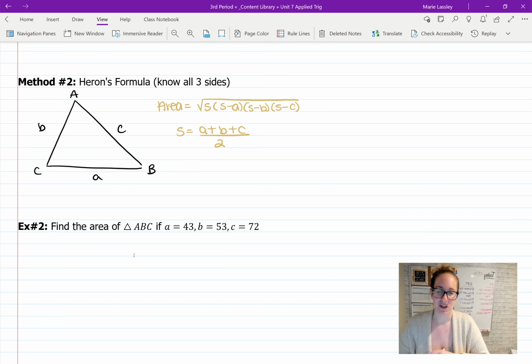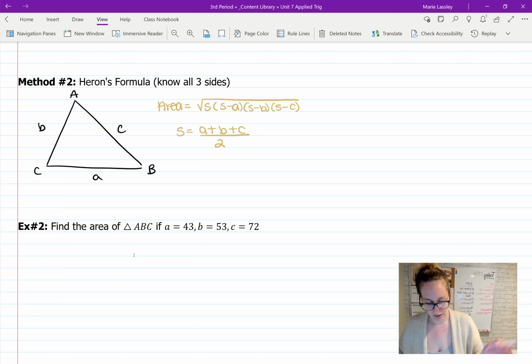It's kind of funky because you have to do two pieces: you have to find S and you have to plug it in. But it is faster than, say, with a problem like this when you're given the three sides, having to use the law of cosines to find an angle and then plug it into the area formula. So it still is going to save you a little bit of time, but it definitely wouldn't be my first choice if I could use the other formula, if that makes sense.